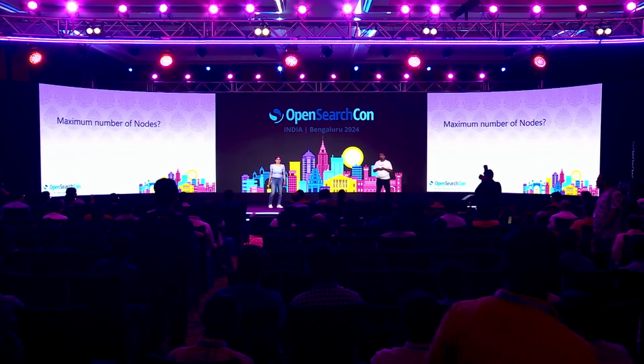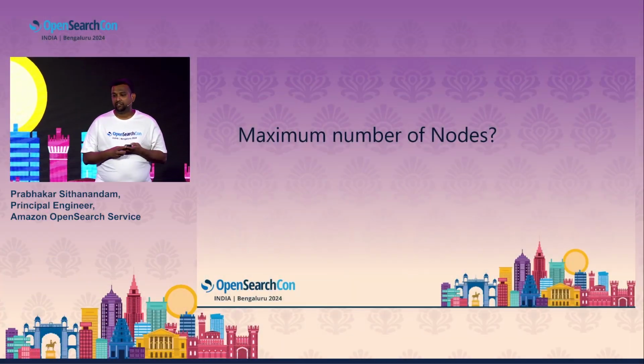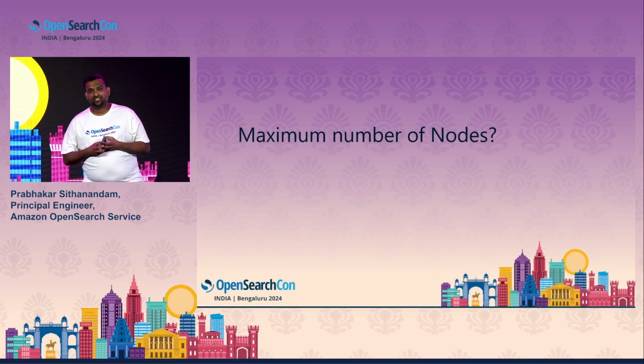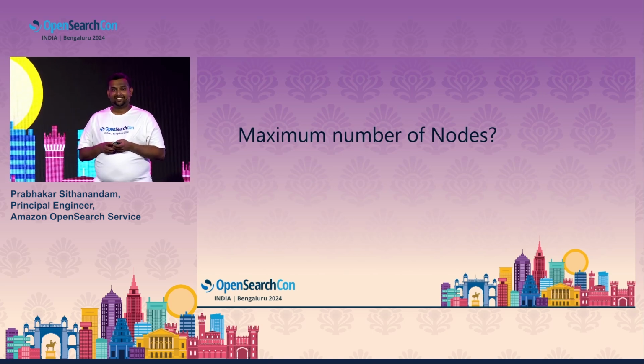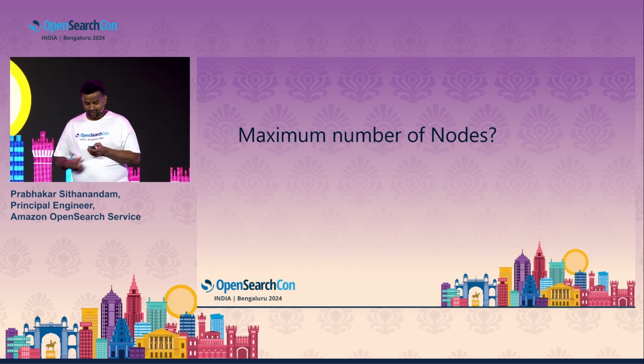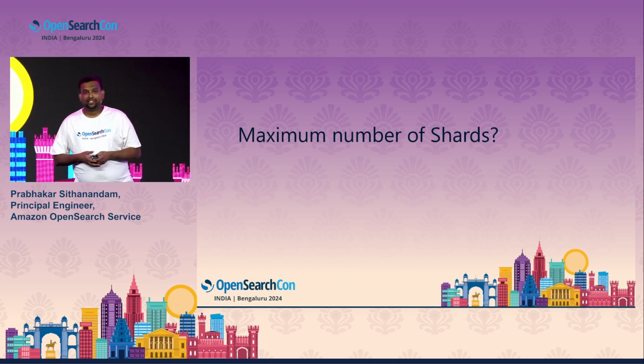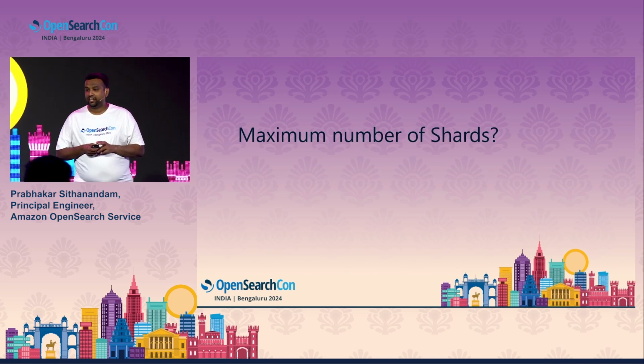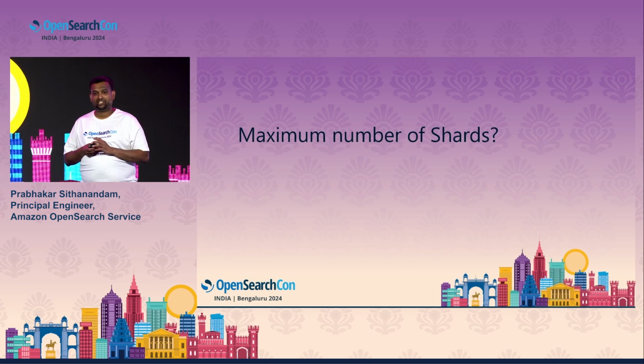Let's start with a question. What is the maximum number of nodes that we can have in a single OpenSearch cluster? Any guesses? OK. What is the maximum number of shards that we can allocate in a single OpenSearch cluster?